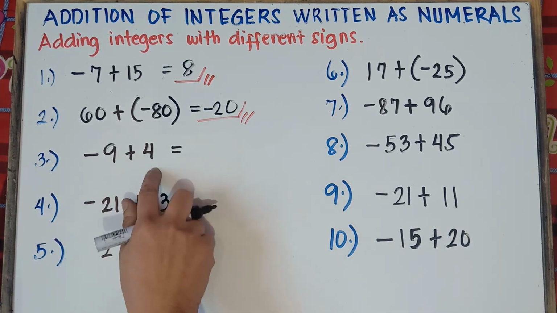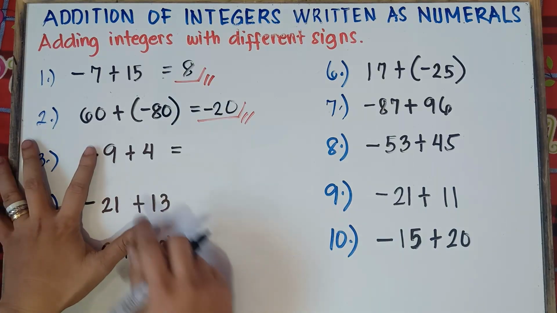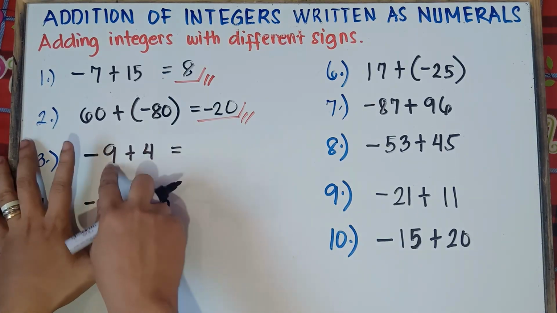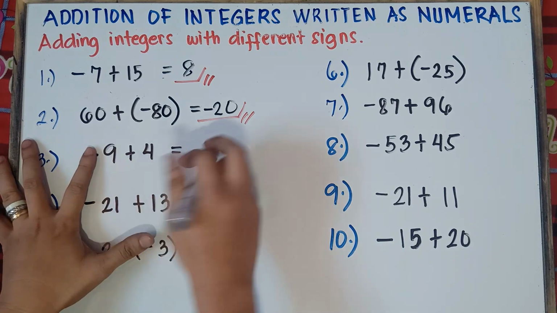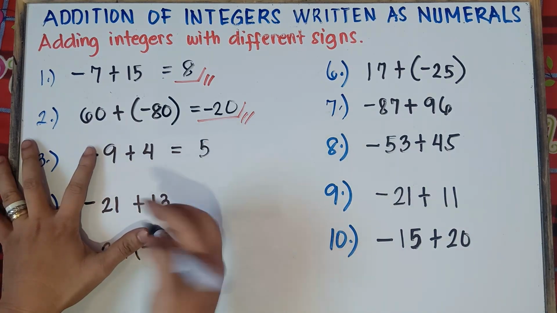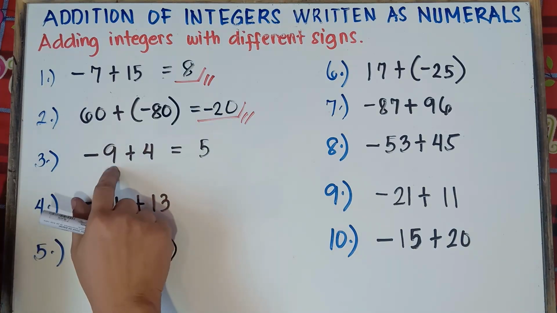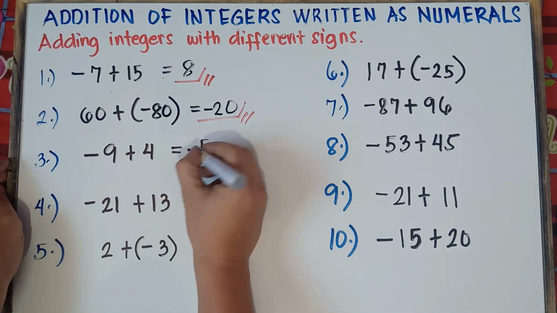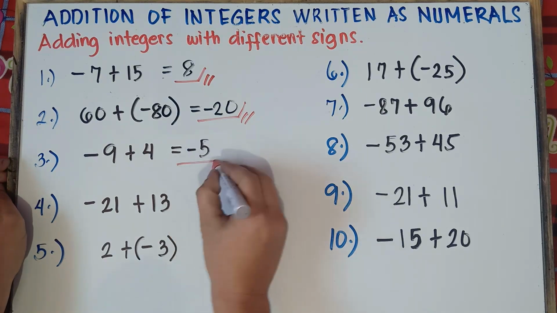Negative 9 plus 4. Once again, ignore first the sign. Of course, 9 is greater than 4. We subtract. 9 minus 4, that is 5. And then copy the sign of the larger number. Now, since 9 is negative, we copy the sign. Therefore, our answer, class, is negative 5.